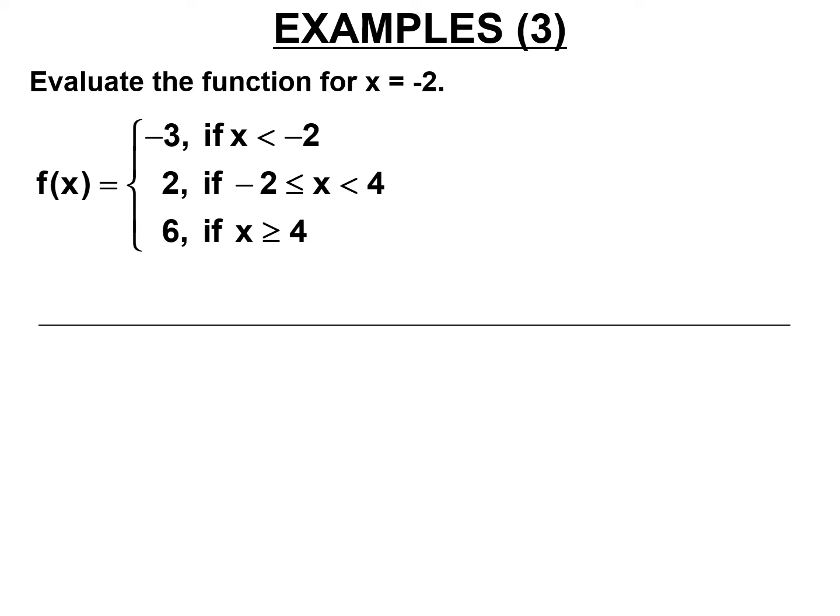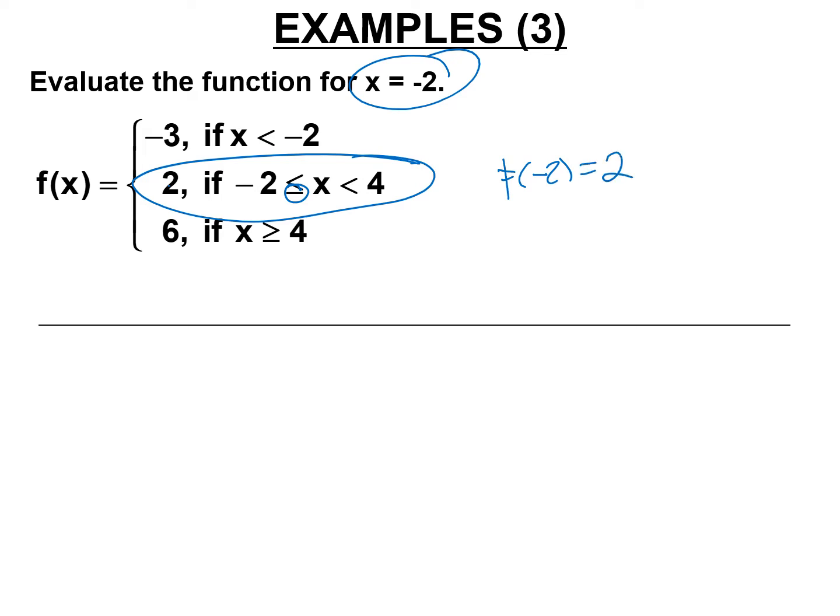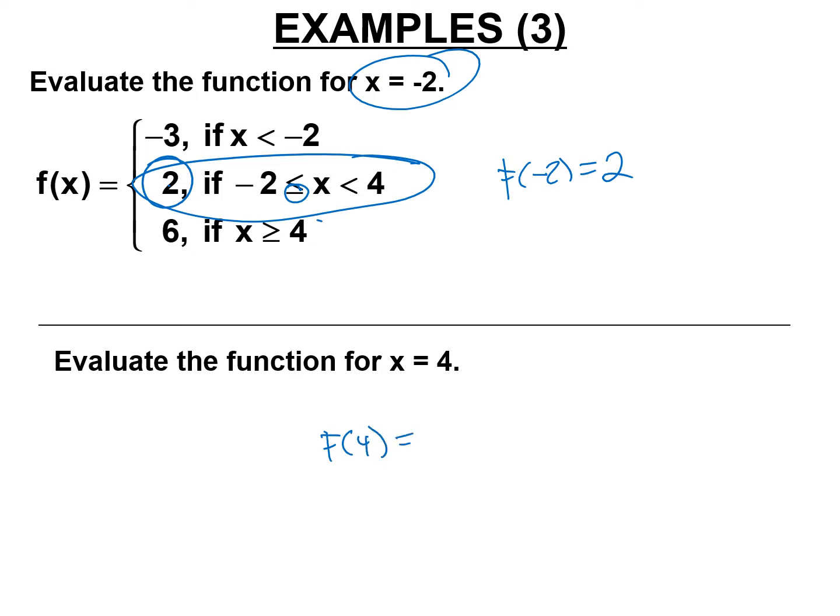All right, so evaluate. This is what a more typical step function looks like. It has 3 pieces. They can have 4 or 5 if I'm trying to make things more difficult. So evaluate the function for x equals -2. It's this middle one, because the top one does not apply. So when x is -2, f of x equals 2, right there. Evaluate the function for x equals 4. So we're doing f of 4. When x equals 4, f of 4 equals 6.